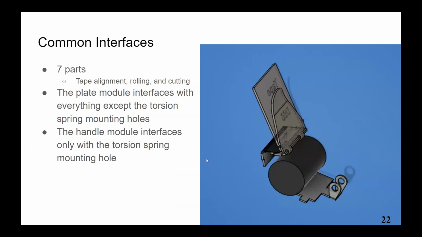And here are the common interfaces. So there are 7 parts that are all common interfaces. They basically just align the tape and use a roller to help dispense the tape. The plate module interfaces with everything except for the torsion spring mounting holes, which is the piece shown at the bottom right, and the handle module only interfaces with the piece at the bottom right.